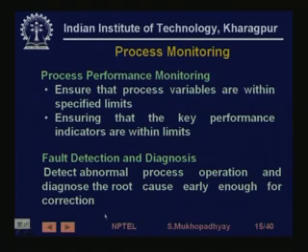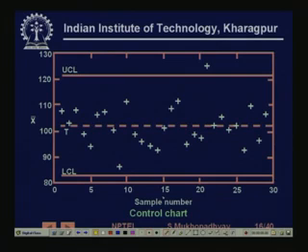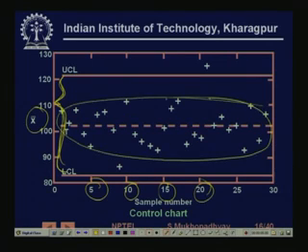So, these are the two kinds of functionality, main functionality for process monitoring. Process variability checking, this is a standard control chart. So, you take lots, and from those lots you calculate mean values, and then you plot the mean values and continuously try to see. You have decided some upper control limit and some lower control limit, and you try to see whether the mean values are actually contained within that.